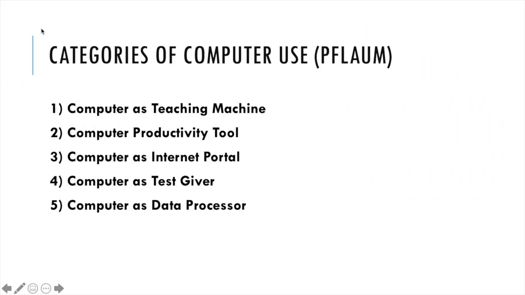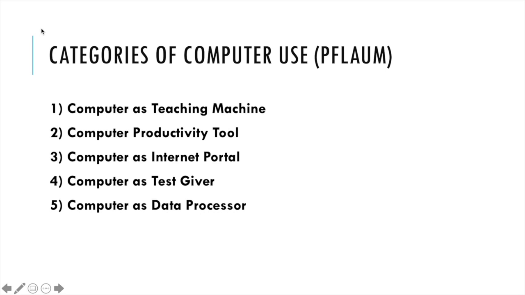For the 5 categories of computer use, the first category is using computer as a teaching machine. This includes simulations, skill-building games, and test prep activities. This was usually used in lower-level classrooms and usually quite ineffective. The overall purpose was seen as to relieve teachers of some of their duties.